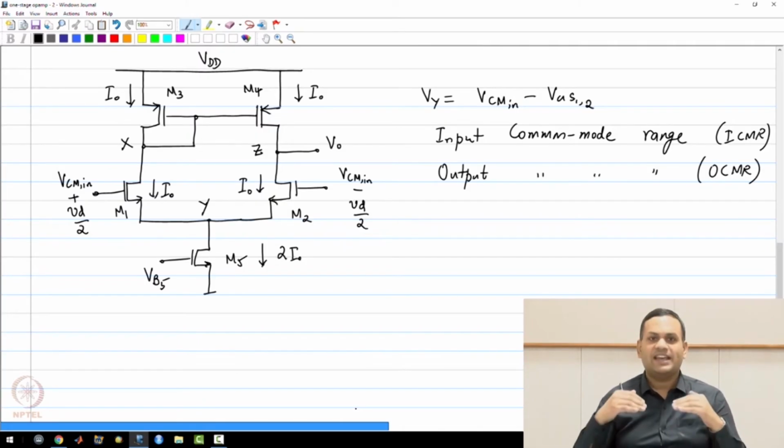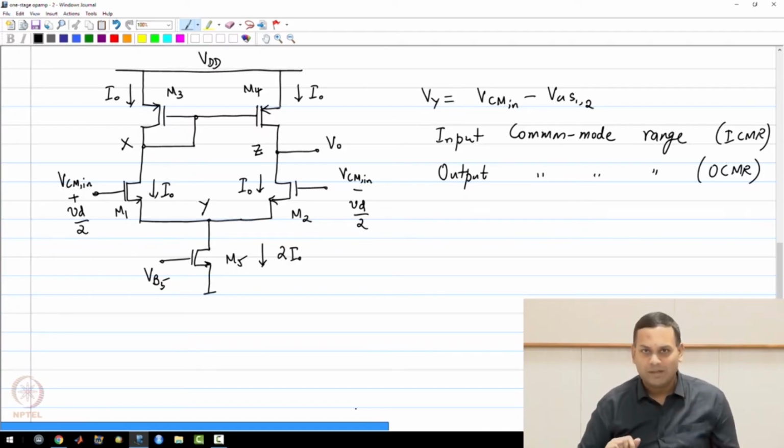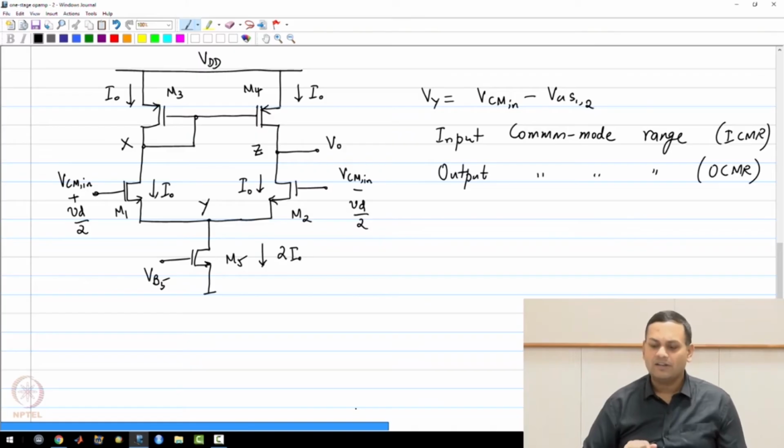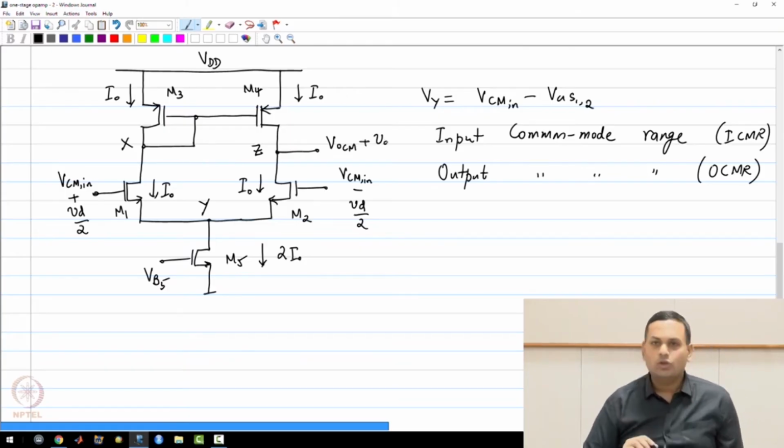Now assume that the average voltage at the input is changed. It can be either decreased or increased. I want to find out what the absolute limits are for this particular input common mode voltage VCM in. And I can say the same thing for the output common mode voltage VOCM, or the output common mode value.